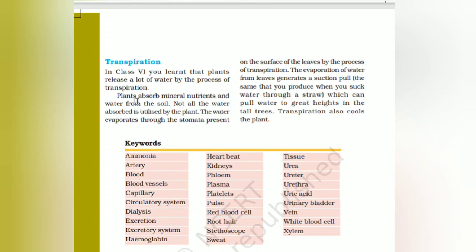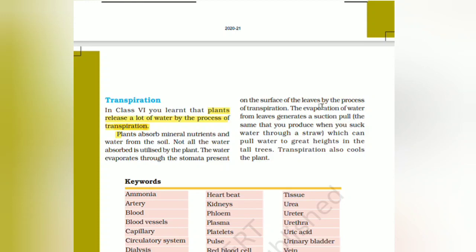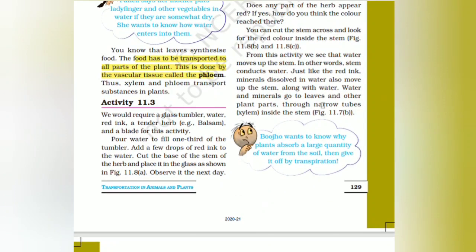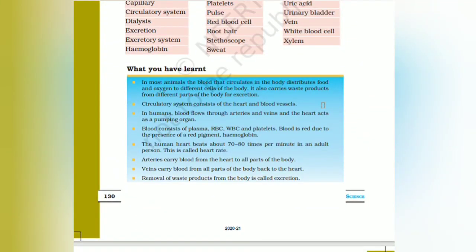Transpiration. Plants release a lot of water through the process known as transpiration. Plants absorb minerals, nutrients and water from the soil. Not all the water is absorbed and utilized by the plant. Some of it is released by the process of transpiration. Evaporation of water from the leaves creates a suction pull, which may pull water to great heights in tall trees. Also, the main aim of transpiration is to cool the plants.